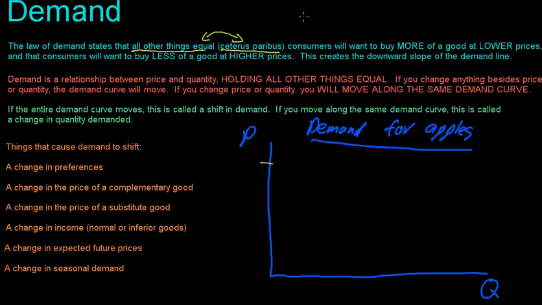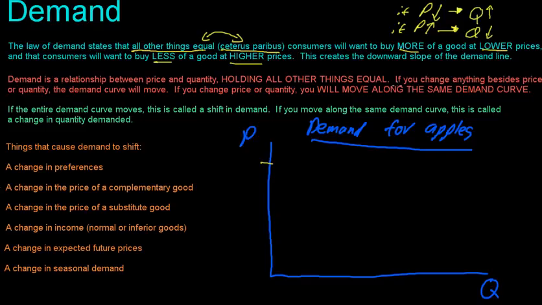Okay, so consumers will want to buy more of a good at lower prices. If price goes down, then, and this little arrow over here means then, quantity will go up. So if things are cheaper, you buy more of it, and the reverse of that is that you will buy less of it at higher prices. So if price goes up, then quantity will go down. And so this creates the downward slope of the demand line.